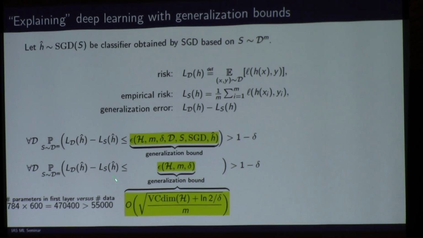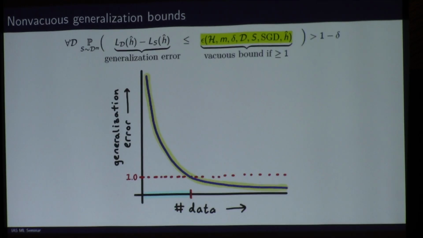Okay. So I cannot hope to get a bound that only depends on H, M, and delta. So what else do I need to put in there to get a bound that is tight? And I'd like not to have to depend on the full data distribution, because then I'll just be arriving at a tautology.